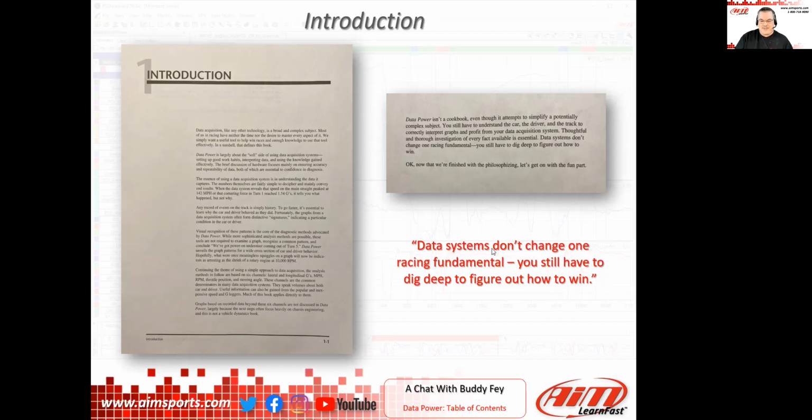What's interesting is this little pull quote that I've got here that really does explain data to me when I try to explain it to folks that aren't in the motorsports world. "Data systems don't change one racing fundamental. You still have to dig deep to figure out how to win." There's a couple of quotes like that in the book. Yeah, this is data. It's a tool. It's a great tool. It's a tool that you must have, but it's not something where you buy it, you plug it in, and you're half a second faster, and you move up to the top 3, up on the podium. Doesn't work that way. I really appreciate that you keep things fairly straight that way. So I enjoy that. "Data power isn't a cookbook" is a line there that basically you just talked about.